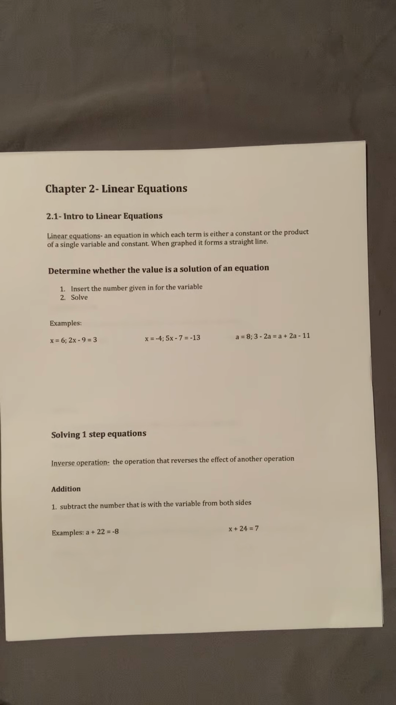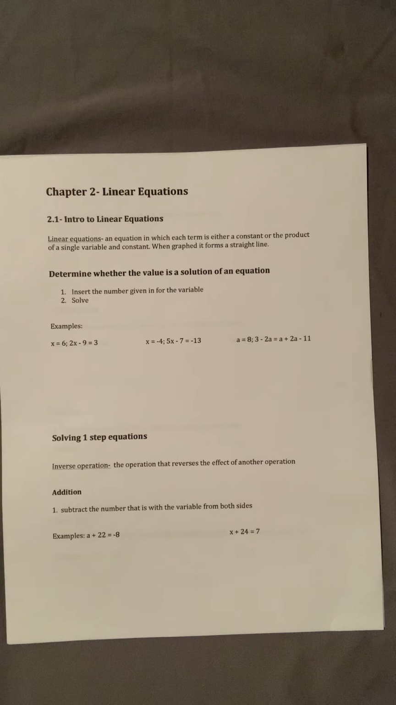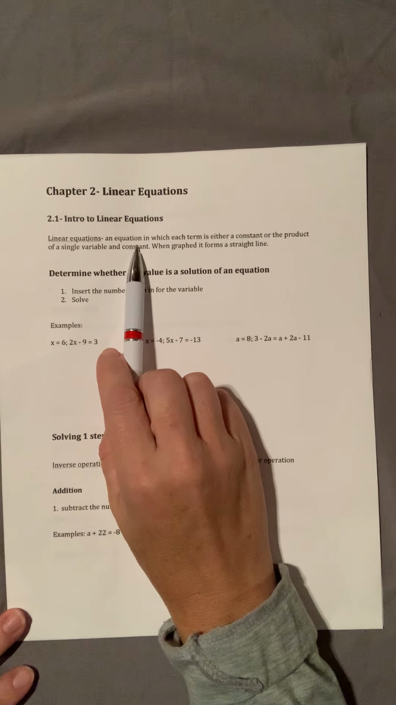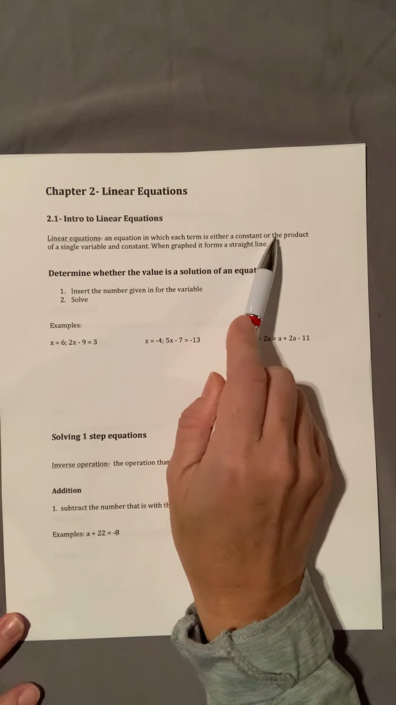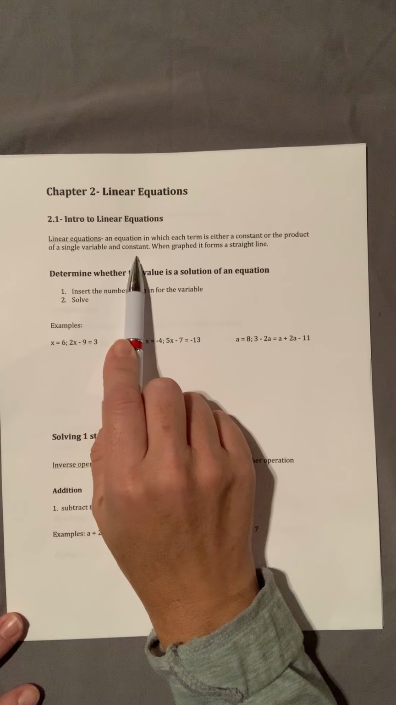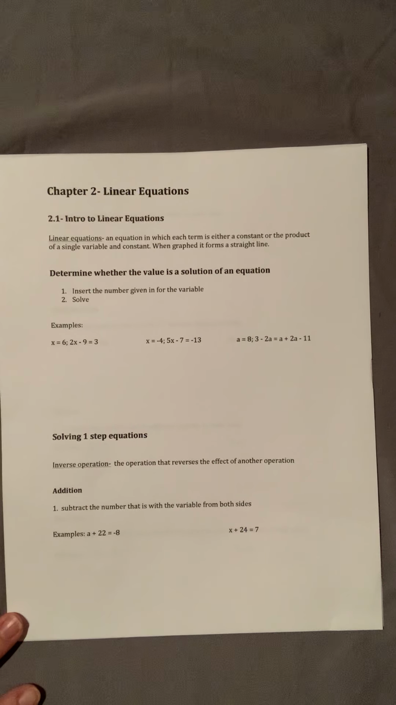Alright, class, we are moving on to Chapter 2. Chapter 2, Section 1 is going to be talking about linear equations. So linear equations, the definition is an equation in which each term is either a constant or the product of a single variable and constant. And when you graph it, it will always form a straight line.